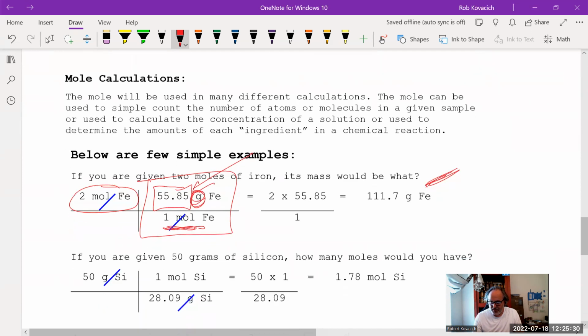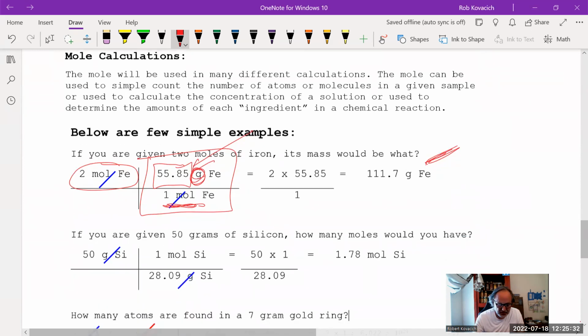Well, what if I had a mass of iron? In this case, I had a mass of silicon. So I've got 50 grams of silicon. How much silicon do I have in terms of moles? All right, so this number came off the periodic table. And when I do these fractions, it's always going to be 1 mole to whatever the number is off the periodic table, no matter what my situation is.